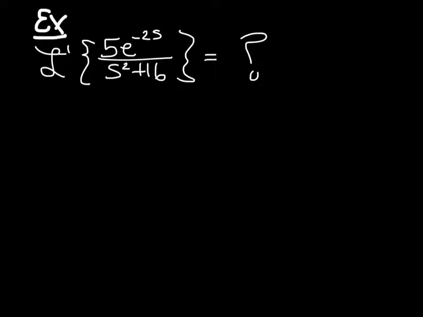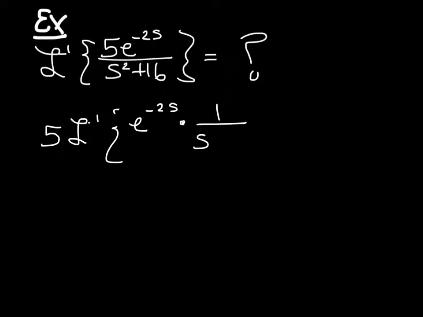So let's go ahead and take out that 5, since the inverse Laplace is a linear operator. I'm going to take out that 5 times the Laplace inverse of, and since I took out the 5, I don't need it there anymore. We have e to the negative 2s times 1 over s squared plus 16, because that's what it really means.